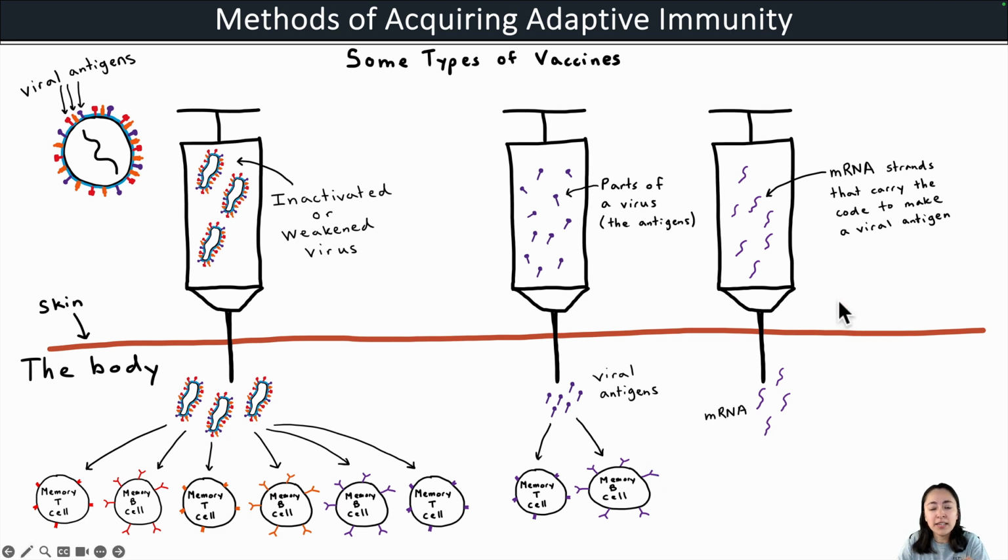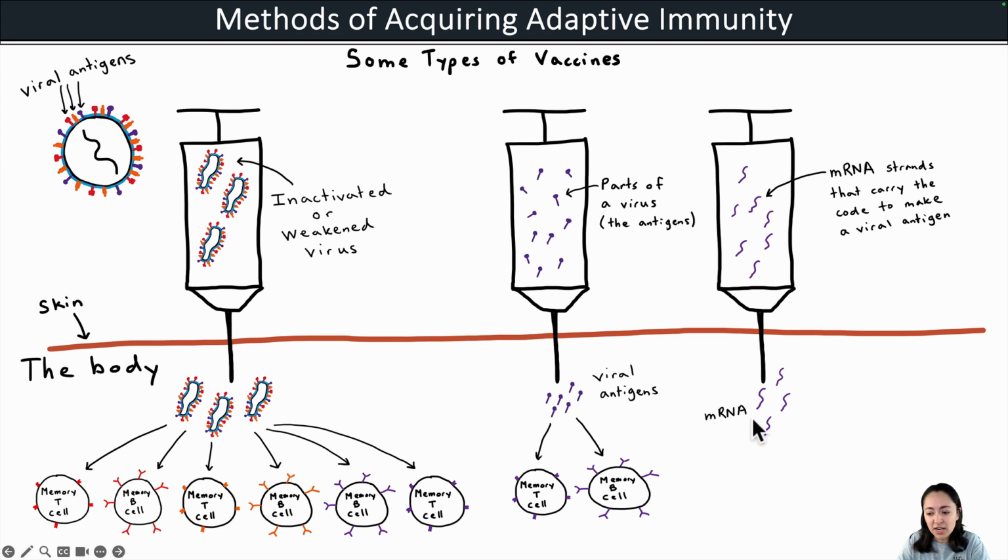Another way a vaccine can work is by containing mRNA. mRNA strands carry the code to make certain proteins, or in other words, viral antigens. So this is how the COVID vaccines work. They are mRNA vaccines. They contain a small strand of mRNA.